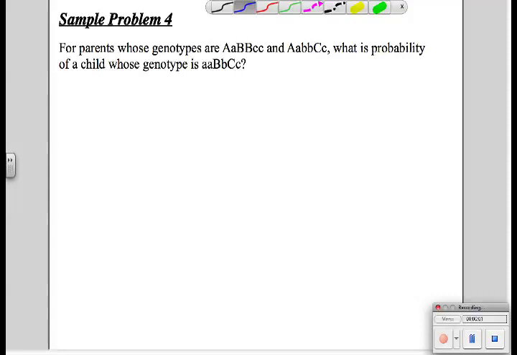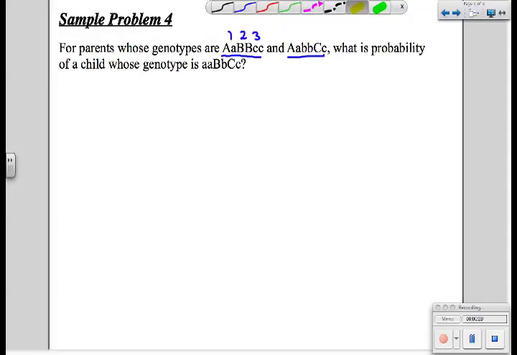This is the fourth sample problem dealing with probability. In the previous problems, we've been considering one trait at a time. Now we're going to take a little bit more complicated step. I have two parents. These parents have multiple traits: 1, 2, 3 total traits. The A trait, the B trait, and the C trait.